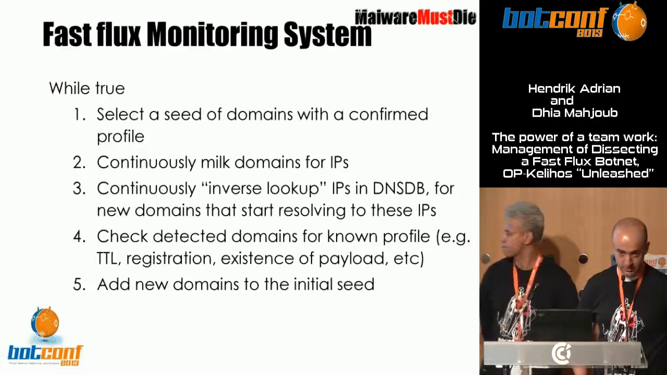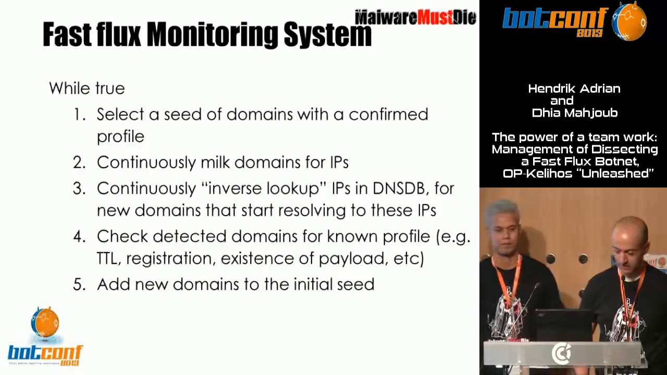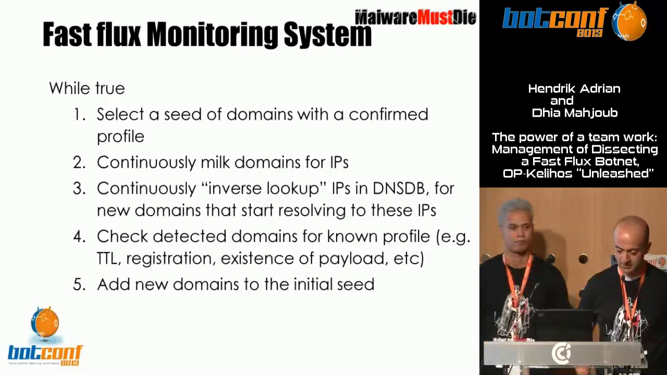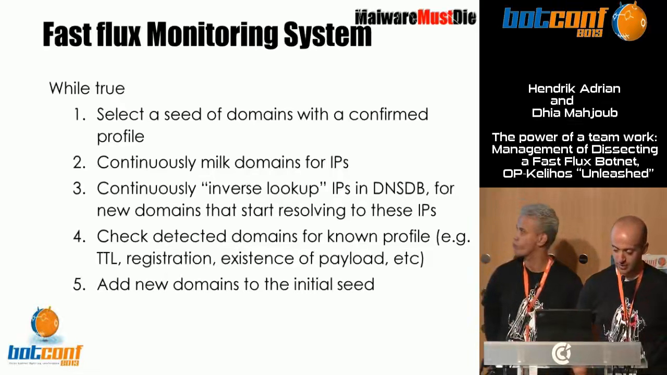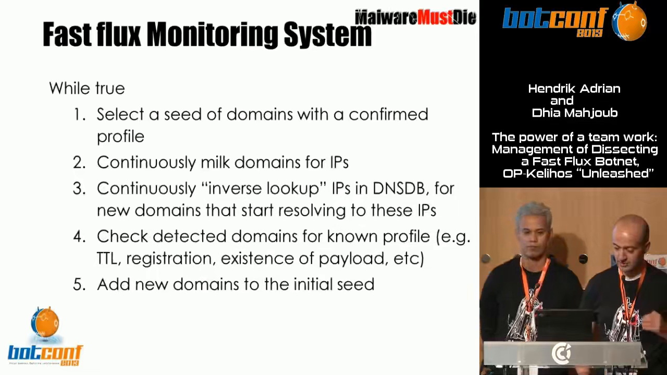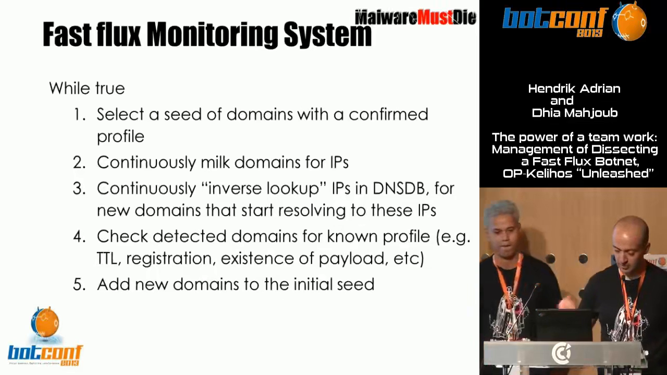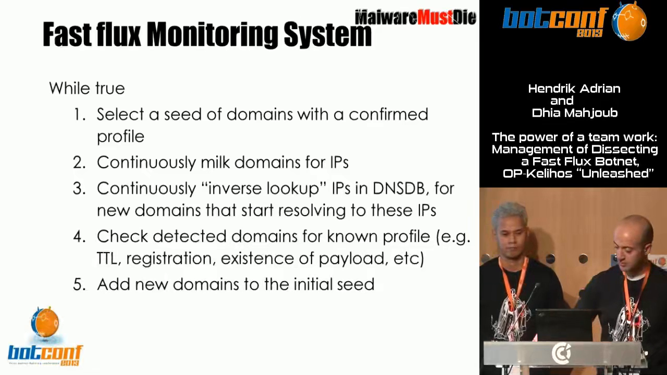And then you continuously use your DNSDB to do inverse lookups to find any new domains that start mapping to these IPs. So you have two components here: milking for IPs, and then doing the reverse lookups to find new ones. And that's not enough. You have to do some post-check processes to detect domains that have the profile you're looking for. So you look at the TTL, the registration, the existence of the payload, in this case the Kelihos one. And then at the end, you add those new domains to your initial seed, and the process goes again and again. It's a 24/7 process that goes endlessly, catching every new domain.